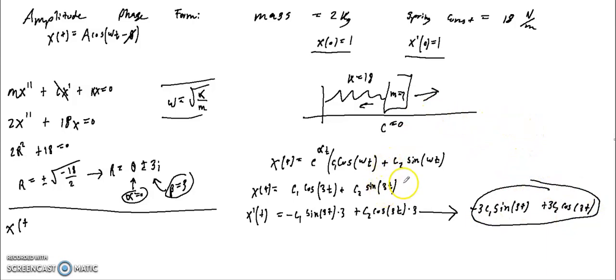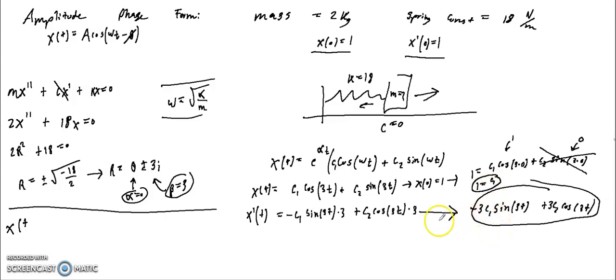So now that we have that, we can plug in our initial conditions. So hopefully it doesn't get too messy, but x of 0 equals 1. So let's plug that in. 1 equals c1 cosine of 3 times 0 plus c2 sine of 3 times 0. And cosine of 0 is just 1, and sine of 0 is just 0. So this cancels out, and this equals 1. So we're just left with 1 equals c1.